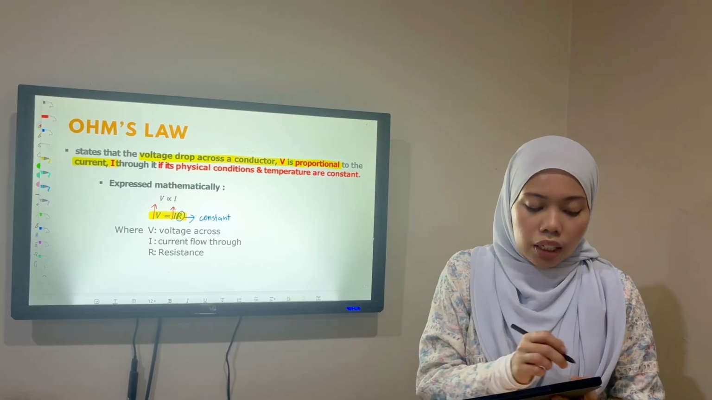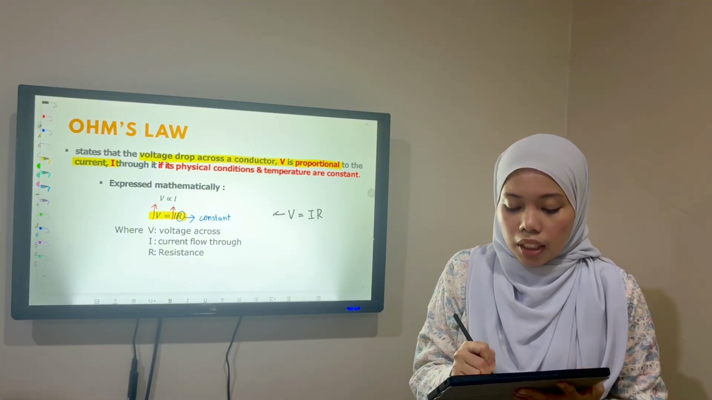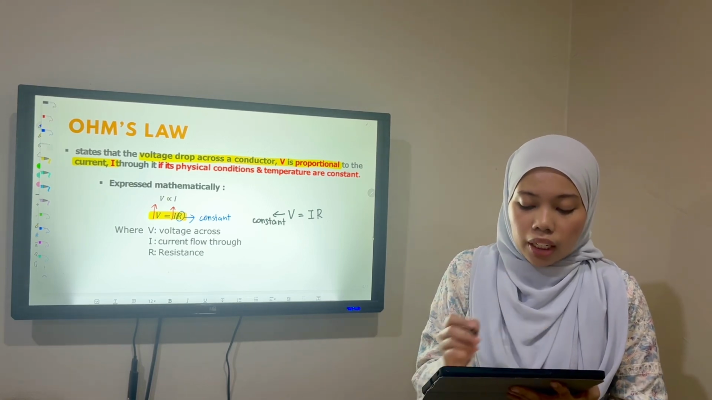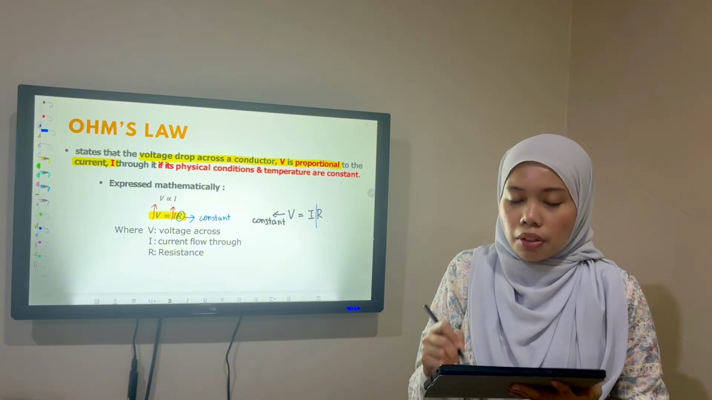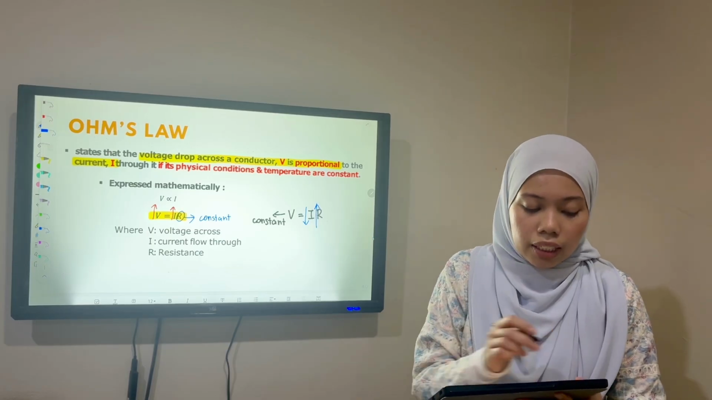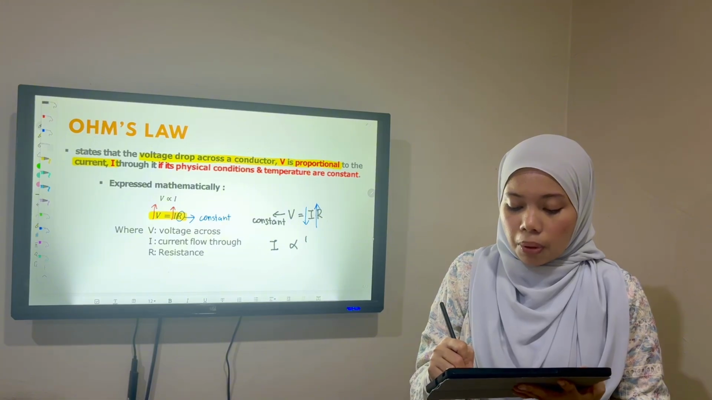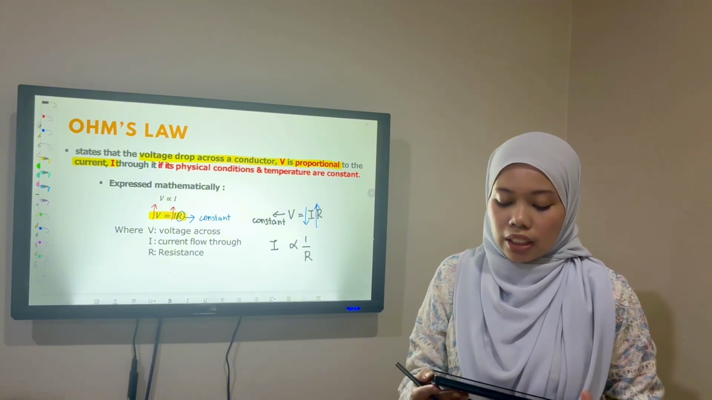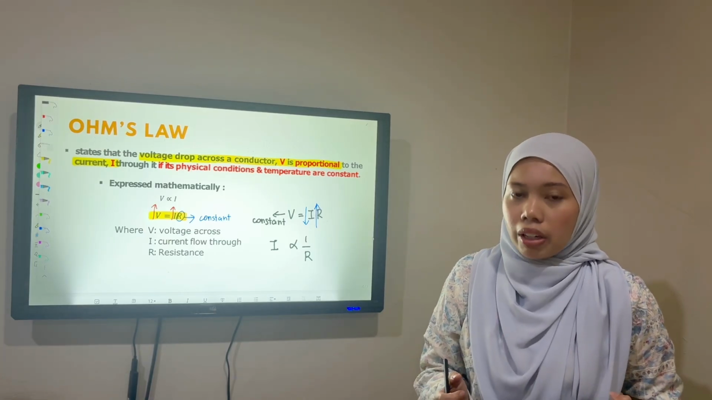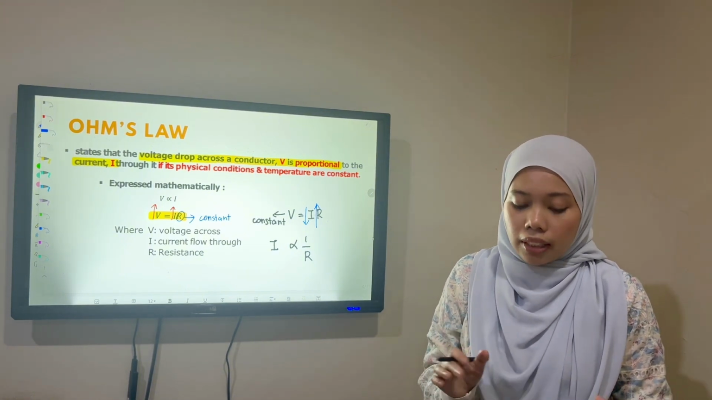Okay, so how about if we keep the voltage constant? We could see that when we increase the resistance, the current will decrease. So meaning that the current is inversely proportional to the resistance. From this equation itself, we can see the relationship between these three variables.